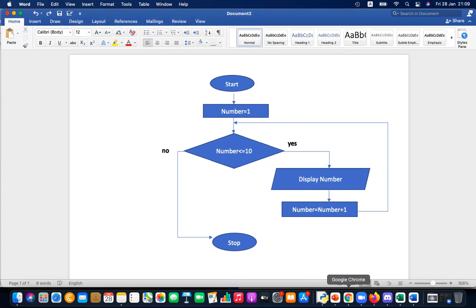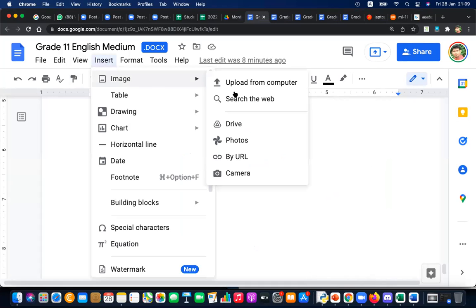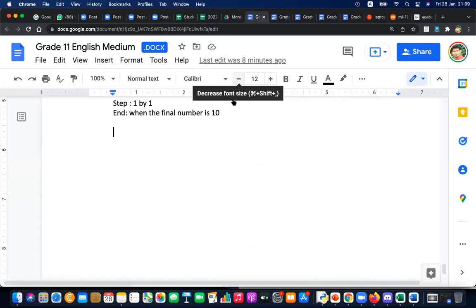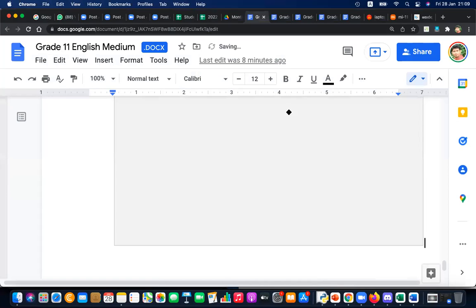Right, let's add this to the note now. Insert, picture from computer. Add. Done.